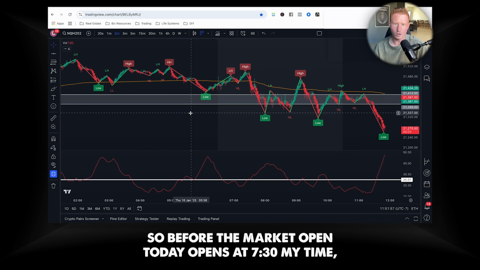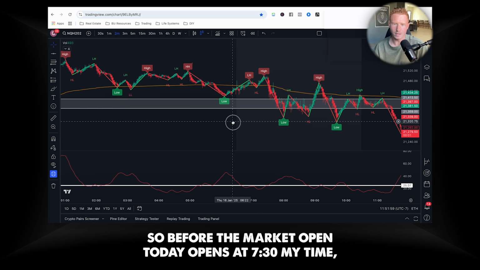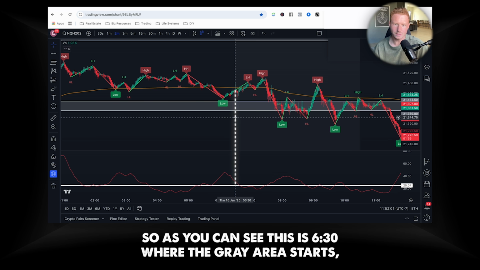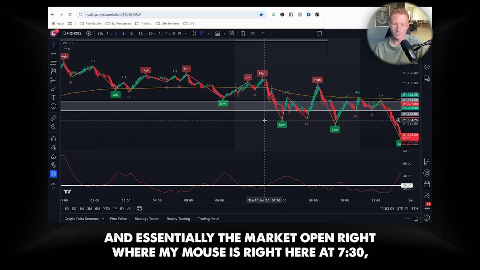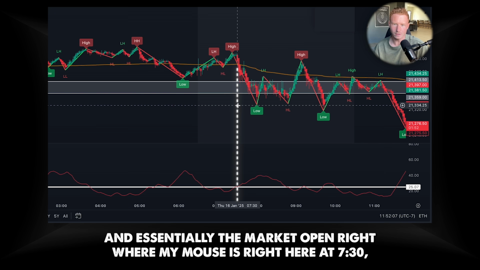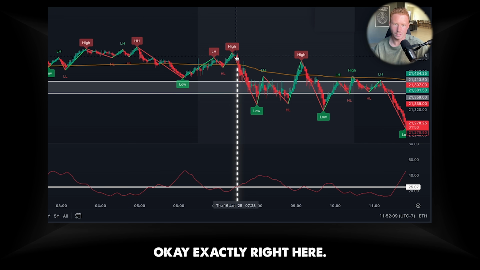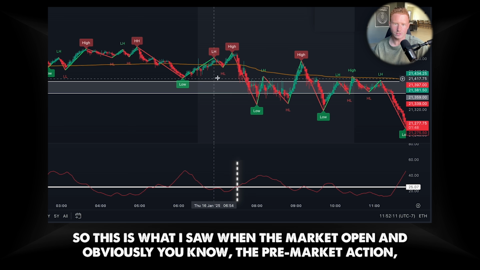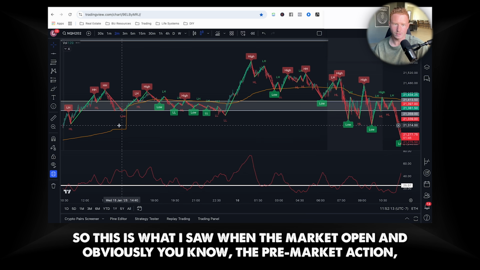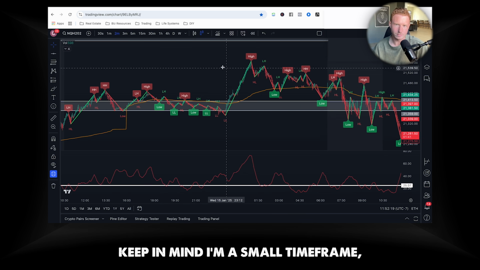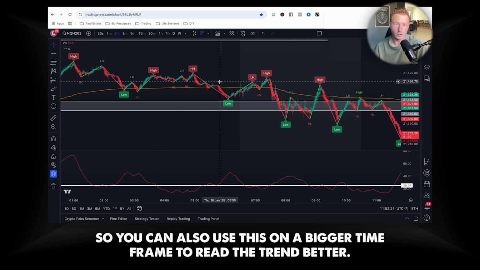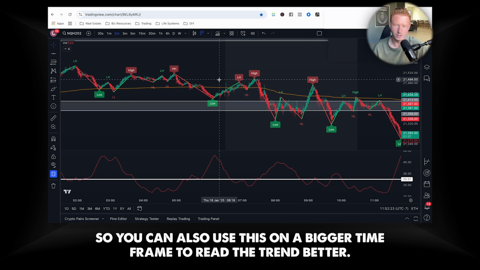So before the market opened today, it opens at 7:30 my time. So as you can see, this is 6:30 where the gray area starts. And essentially the market opened right where my mouse is right here at 7:30. Okay, exactly right here. So this is what I saw when the market opened, and obviously, the pre-market action. Keep in mind I'm on a small time frame. So you can also use this on a bigger time frame to read the trend better.